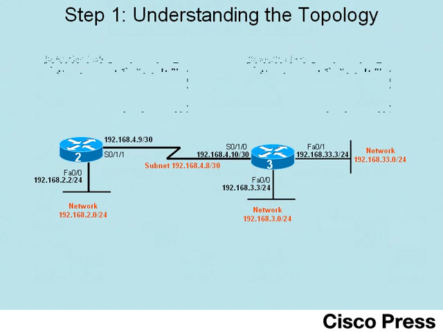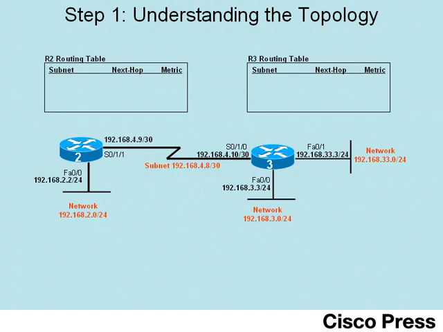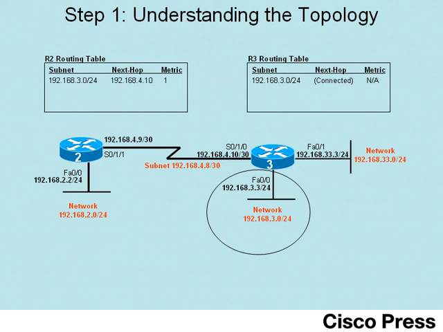Next, let's take a look at the routing tables on R2 and R3. R3 is connected to network 192.168.3.0 without any subnetting, so R3 has a connected route that you see there to reach that subnet. Once R3 advertises that route to Router 2, R2 will also have a route to reach that network with next hop address 192.168.4.10, which is R3's serial link IP address.